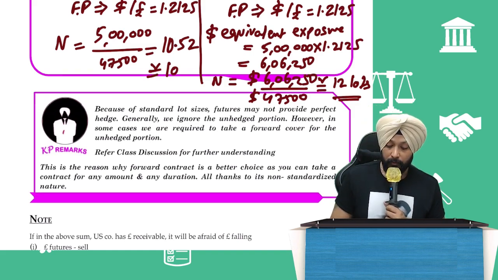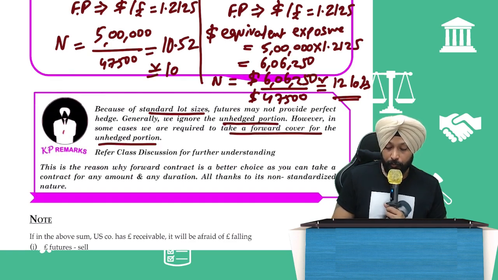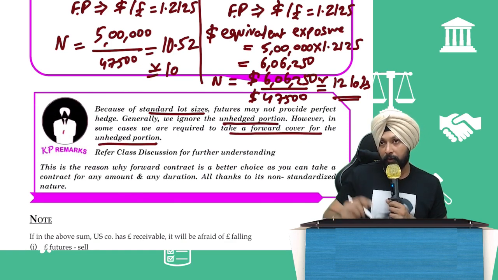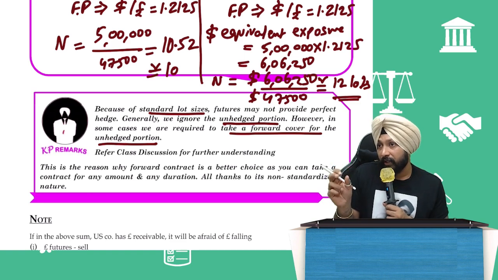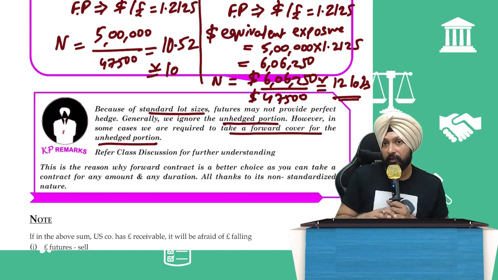That is what we have written below that. Because of standard lot sizes, futures may not provide perfect hedge. Generally, we ignore the unhedged portion. Ignore means you always go for under hedging. However, in some cases, we are required to take a forward cover for the unhedged portion. Sometimes questions will make it even more difficult for you. They will say whatever portion is unhedged, for that you take a forward cover.